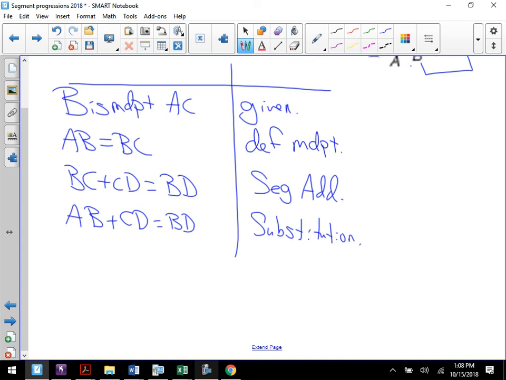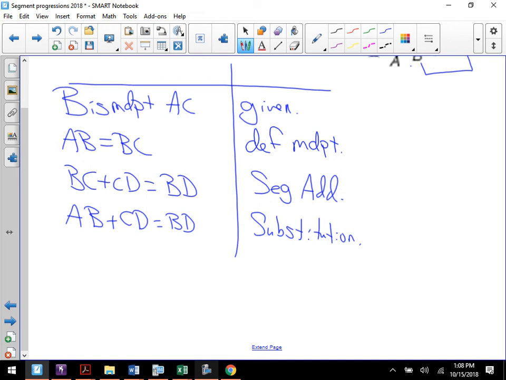So if you go back and think about this proof, there were 8 things that we had to write down. Of those 8 things, you only had to come up with 2 of them, because you had to figure out how to get that segment addition part in there. That's 1/4 of the thing. 75% of that proof is already done.